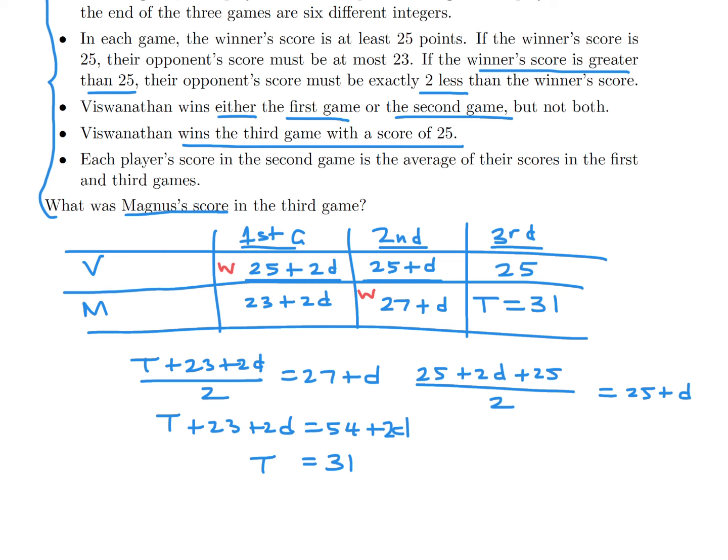But here's the thing. That's not possible because they've even said that if the winner's score is 25, the opponent's score must be at most 23. So since this is 25, t has to be at most 23. So t equals 31 is not possible. So you can explain that, not possible. Okay, so that's not a problem. It just means that it's not the first game that Viswanathan wins. He wins the second game.